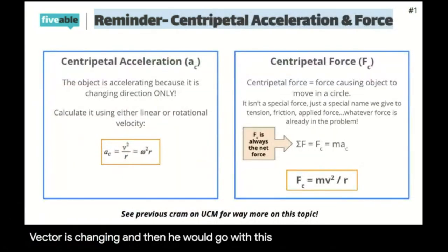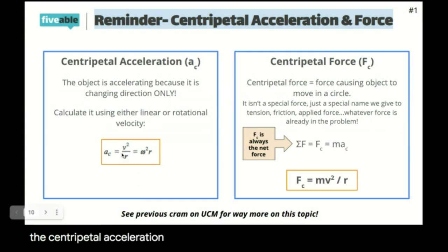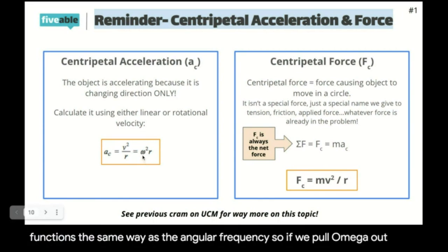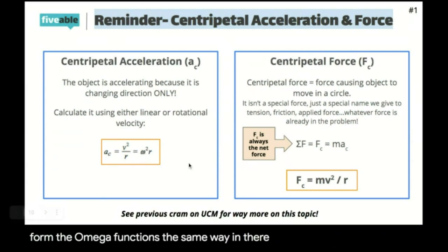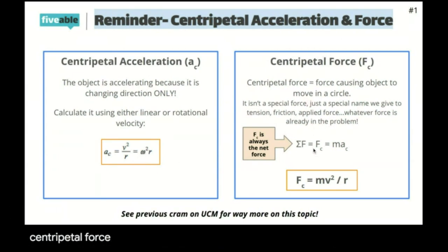And then here we go with this. With uniform circular motion, remember that we've got two extra values that we can look at. We can look at the centripetal acceleration, and it's v squared over r. This omega here functions the same way as the angular frequency. So if we pull omega out of one of the simple harmonic motion functions, either the cosine or that initial second derivative of x with respect to time function, the general form, the omega functions the same way, and they're interchangeable. And then centripetal force as well.